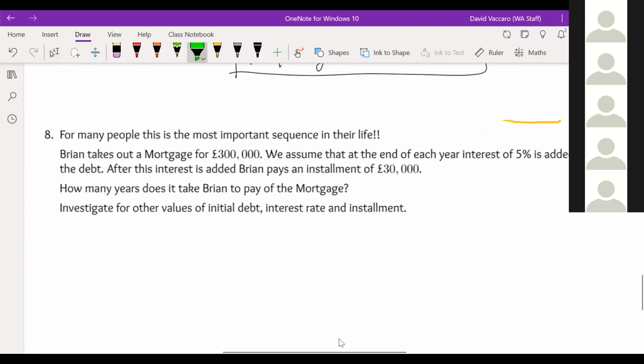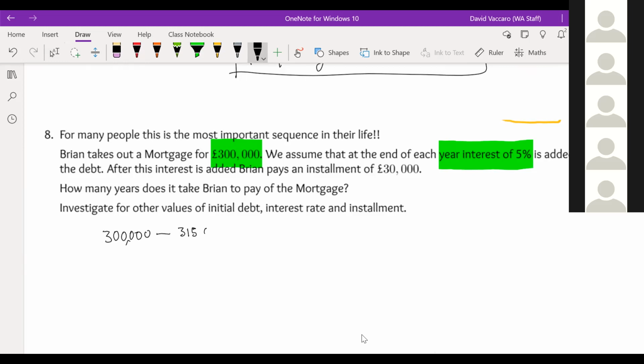Brian takes out a mortgage for £300,000. So a mortgage is like a debt. And when you take out a debt, the person who is lending you the money adds what's called interest. So they make you pay a little bit more back each year. And in this world, interest is being added at 5%. Okay, so Brian's initial debt is 300,000. 5% of 300,000 is 15,000. So at the end of the year, his debt goes up to 315,000.